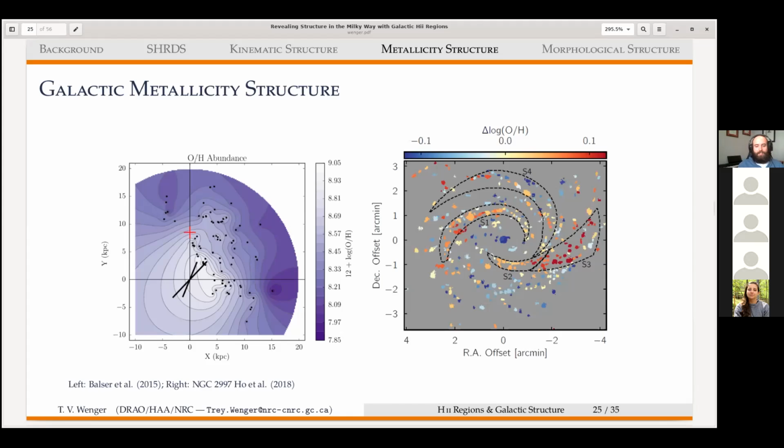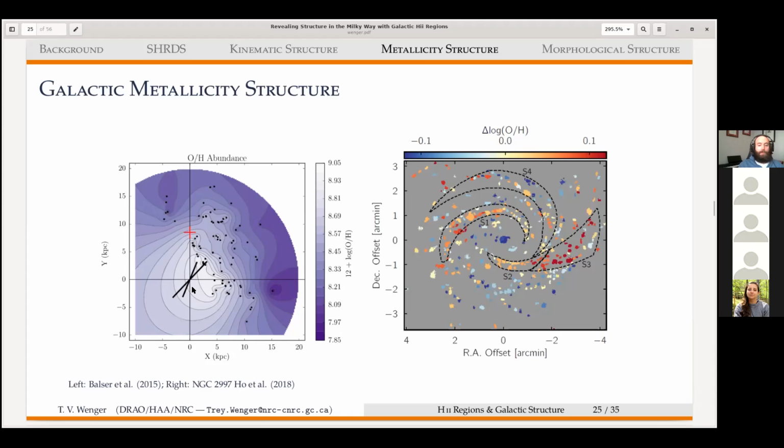So here, this panel on the left is showing a face-on view of the Milky Way, where the sun is located here at the red cross. The galactic center is here. These black bars are meant to represent the long and the short galactic bars. The points are all of the H2 regions for which we were able to derive electron temperatures and infer metallicities. And then the background is an interpolation of the metallicity, here represented as the oxygen abundance across the galaxy.